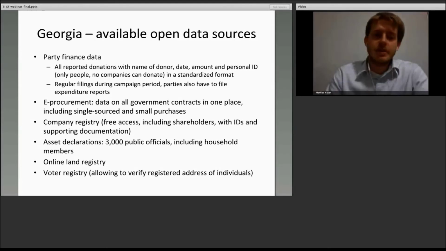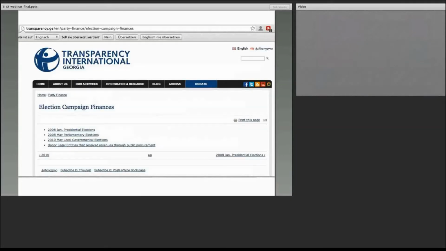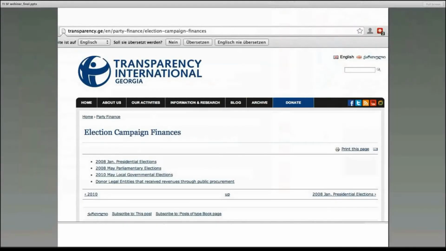TI Georgia started working on party financing in 2008. And at the time, the party financing data in Georgia was pretty bad. It was available online, but it was all scanned letters that the parties had sent to the state audit office, and then somebody put them online, but there was no consistency, and the data format was really not very useful. So what we first started doing is that we transcribed the data. That was the only way to put it to any use.